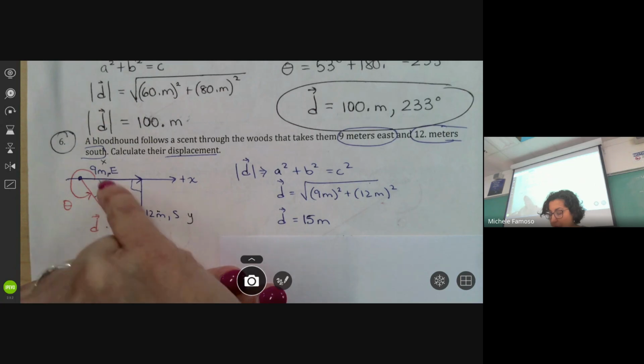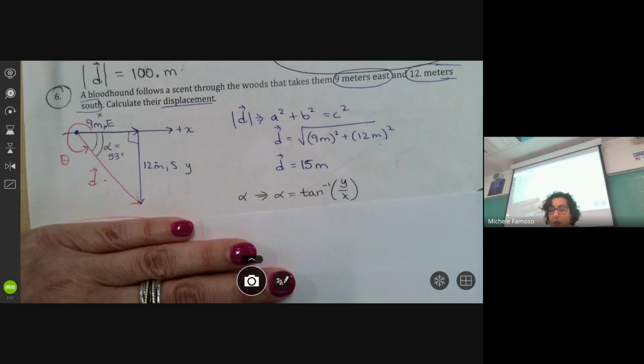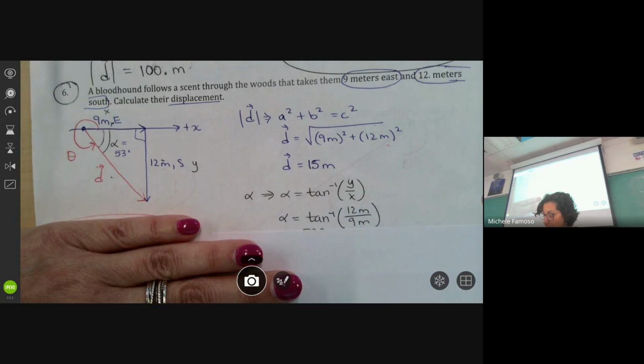Now I'm going to come up with the inside angle there using the inverse tan of the opposite over the adjacent side, which is the y value over the x value. So it's the inverse tan of 12 meters over 9 meters. That gave me 53 degrees here also.